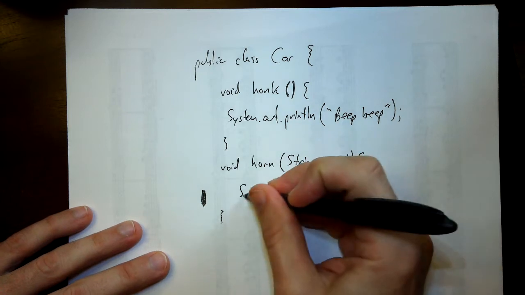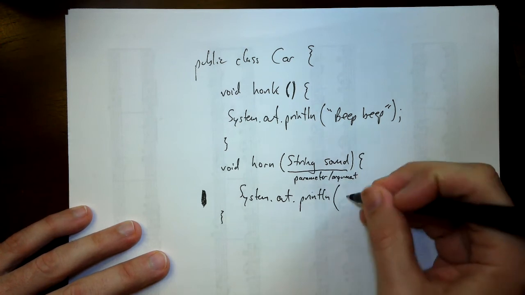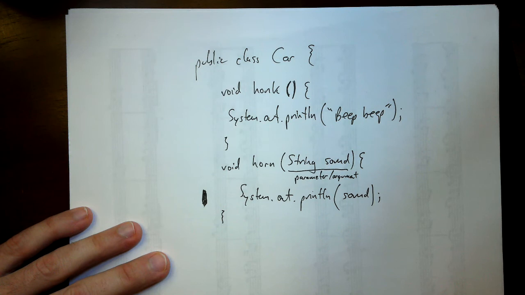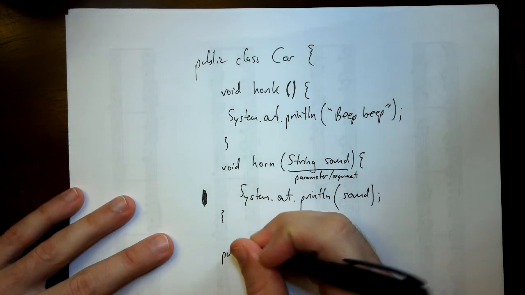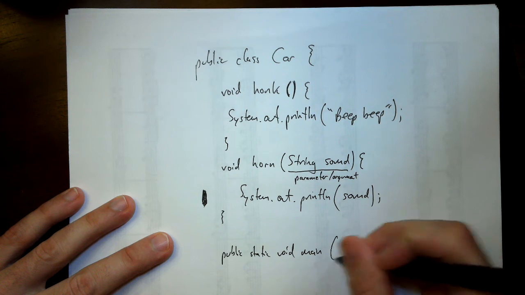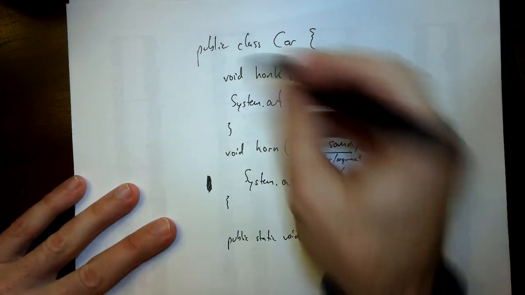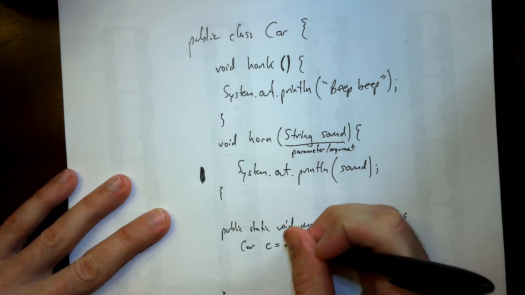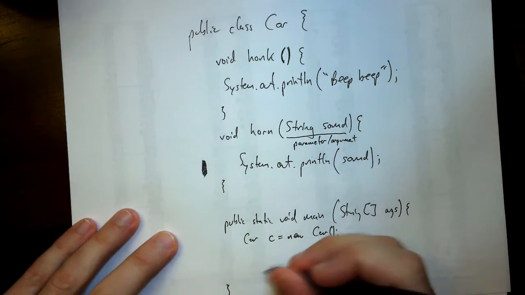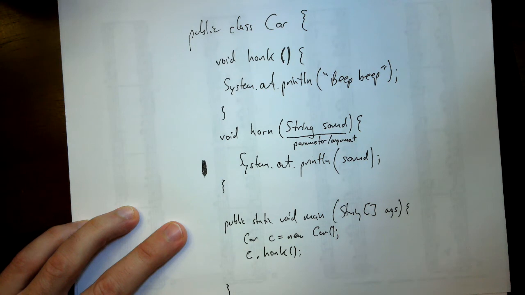So instead of always printing out beep, beep, I can print the sound that got passed in. So in my main program, right, I would call my car, say I have a car, c equals a new car, right? I didn't write a constructor for it, but let's pretend there is one. If I call c.honk, it's just going to print out beep, beep no matter what.